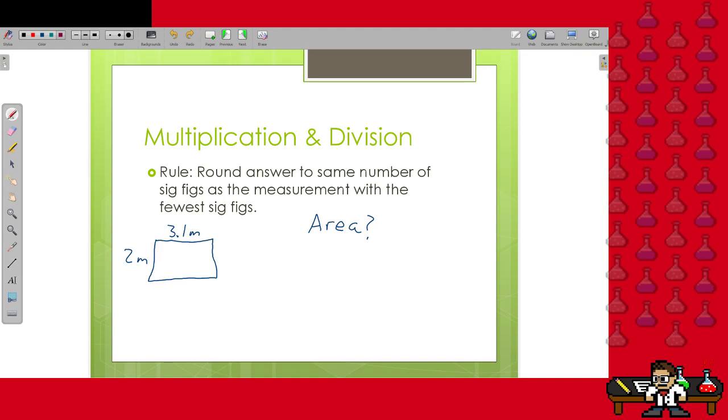Welcome back, everybody. This is going to be video 2 of 3, looking at significant figures and the calculations with significant figures. For this video in particular, we're going to take a look at multiplication and division calculations. The general rule with this is that you're going to round your answer to the same number of significant figures as the measurement with the fewest significant figures.